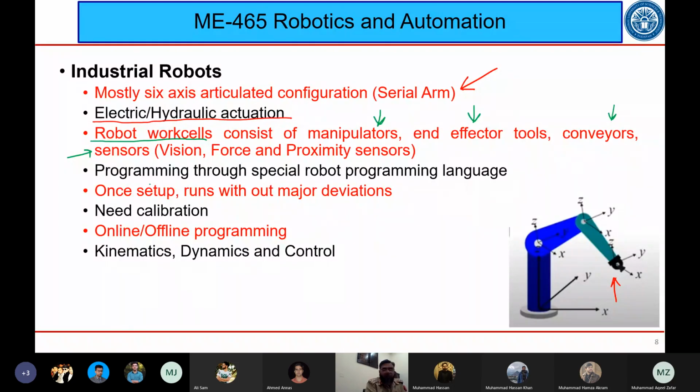Then programming. So programming जो है वो ज़रूरी है to get things done from the robots, and then once it is set up, then it runs without major deviation. So ये वो जो मैं प्रोडक्शन की बात करता हूँ कि when you program a robot to do a certain task, so it can repeatedly do it without any fatigue and with precision. ठीक है? Need calibration. So after some time, definitely जो आपके mechanical parts हैं, when they wear out, so it needs a calibration. And then online and offline programming.